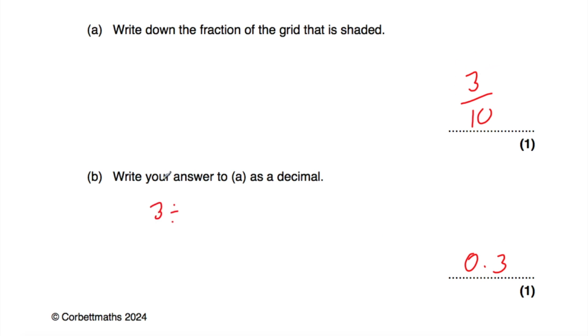Alternatively, we could take the numerator, which is 3, and divide it by the denominator, which is 10. And if we do 3 divided by 10, remember that if we divide by 10, we move the digits 1 column to the right, so it'll be 0.3. Alternatively, you could use the bus shelter method if you wanted to, and say how many 10s go into 3, 0, remainder 3. How many 10s go into 30, 3. So the answer is 0.3, and that's it. Okay, let's look at our next question.